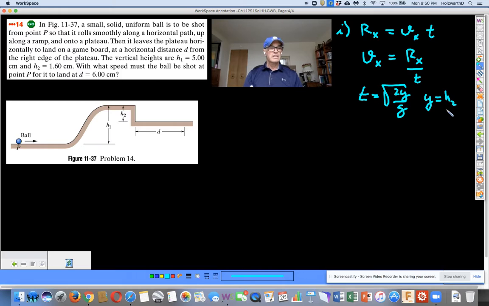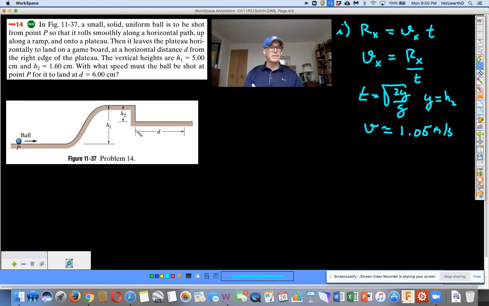All right, so let's get that out of the way. And you're going to get a velocity in and around 1.05 meters per second, just so you can compare that with your calculations. So you need to get that out of the way.